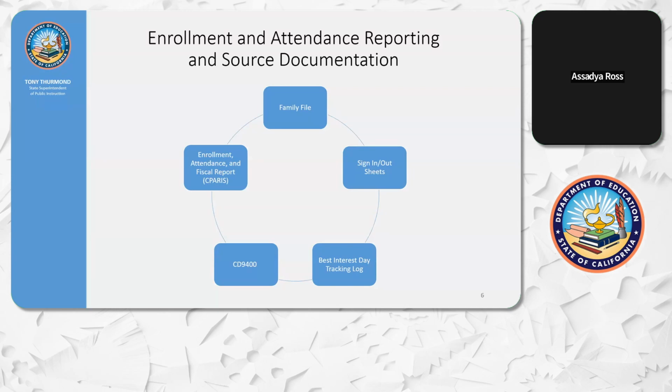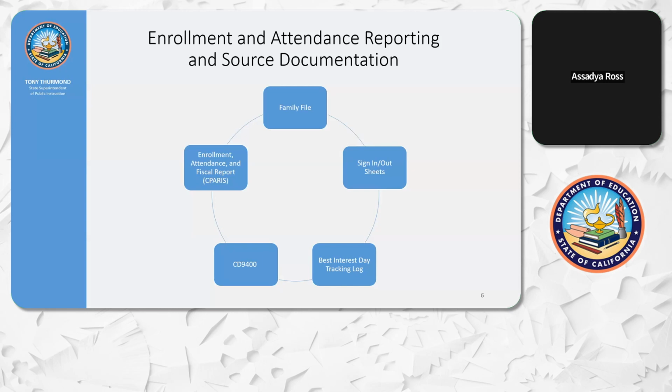Next, we have the sign-in and sign-out sheet. This is going to determine the days of attendance that is reported for each child. Next, we have the best interest day tracking log, also referred to as a BID tracking log. This tracking log is going to verify that a child doesn't exceed the total best interest days that are allotted per fiscal year, as well as ensure that these best interest days are tracked accurately.